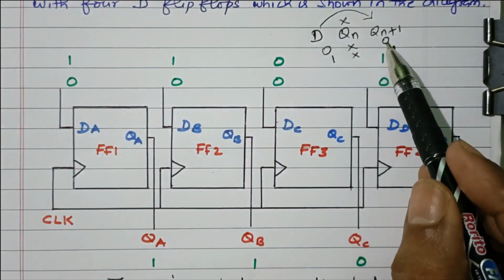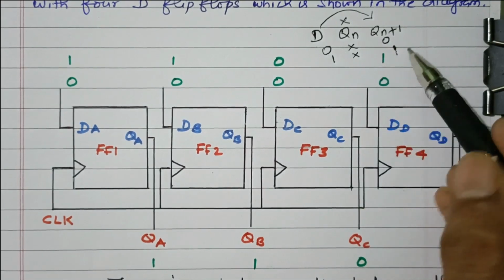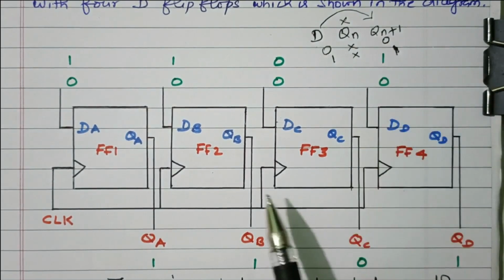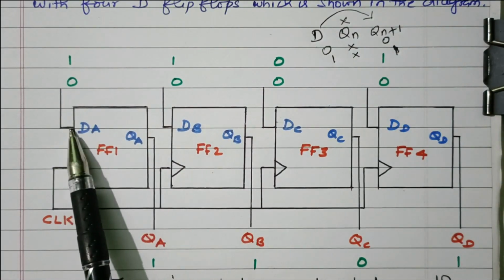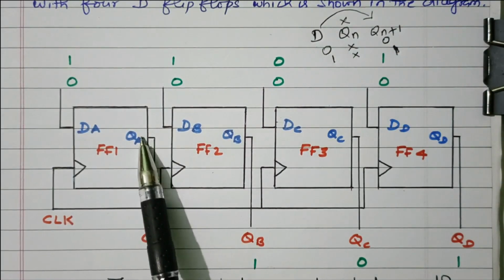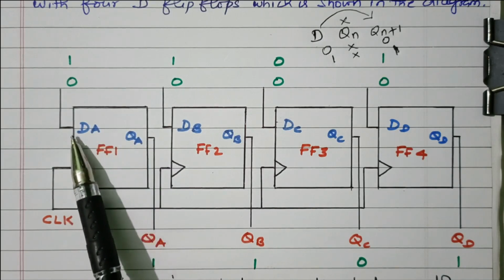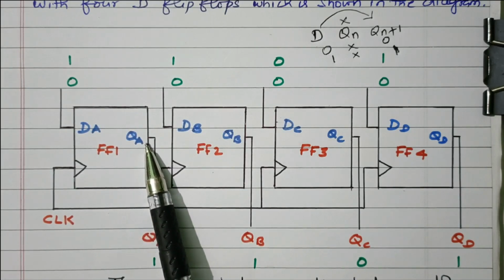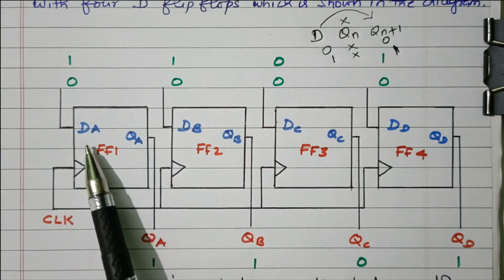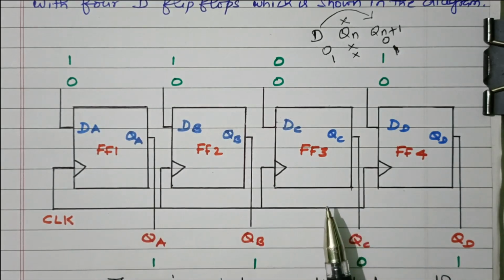D equal to 1, whatever may be the present state, the next state will be 1. So that is the advantage of using the digital register. What data we are entering as input will be available at the output. Input and output are both the same. The input we apply will be reflected at the next state of the flip-flop. That's why we use the D flip-flop to construct the shift registers.